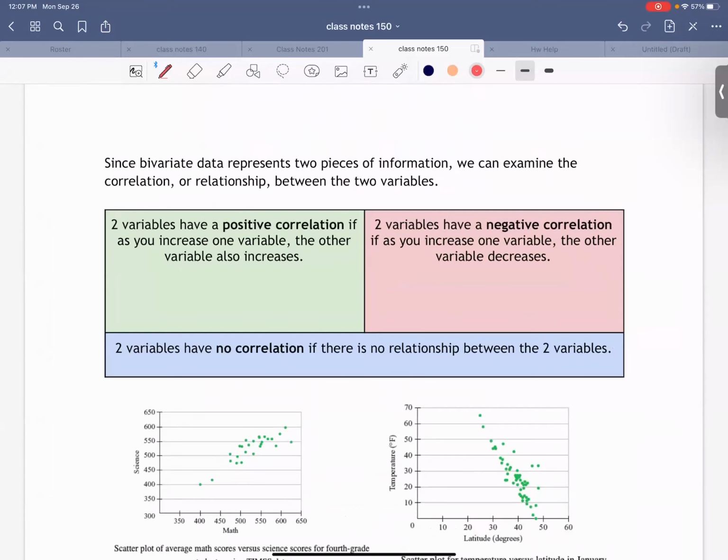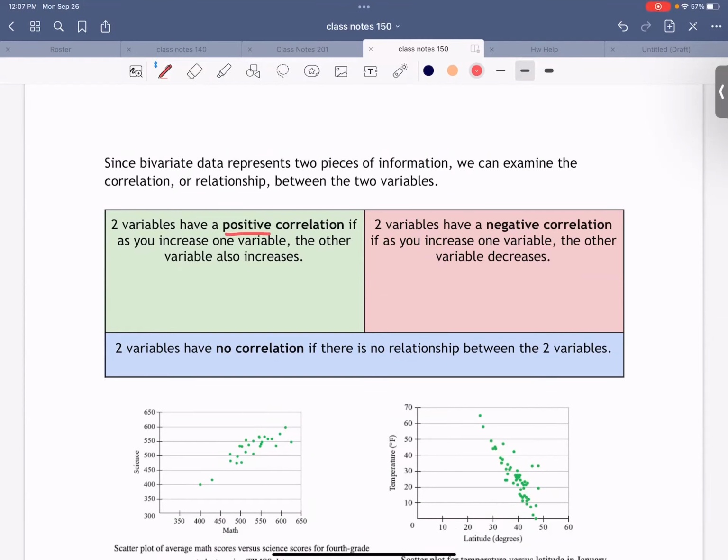Okay. We have bivariate data, which means two variables. Since we have these types of variables and we can plot them on a graph and see how they relate to each other, there's this thing called correlation, which we are going to be talking a lot about today, okay? Now, there's three types of correlation. The first is what we call a positive correlation, okay?